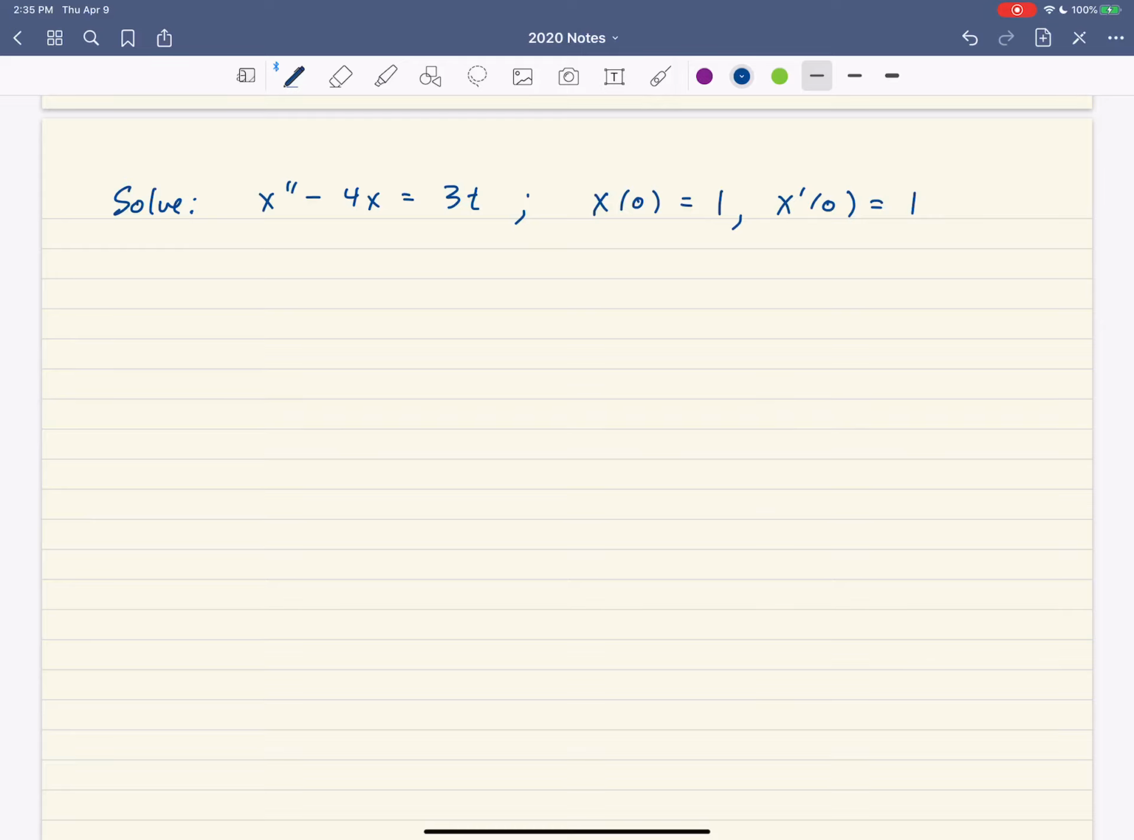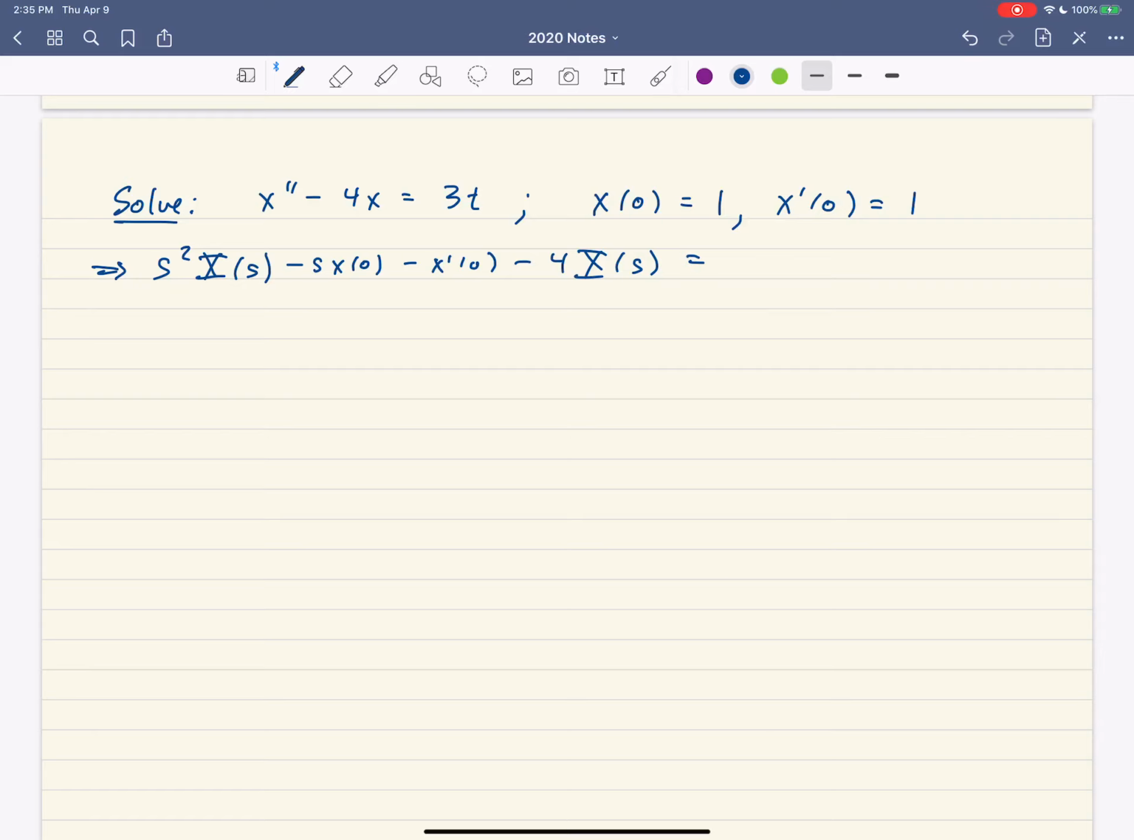And so we'll start by taking the transform of both sides. And since we've done this numerous times, we're just going to do it all in one step. So if I take the transform of the left side, we'll end up with s squared capital X of s minus s times little x of 0 minus x prime of 0 minus 4 capital X of s equals the transform of 3t.